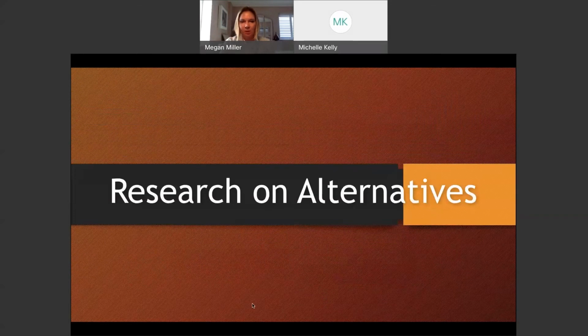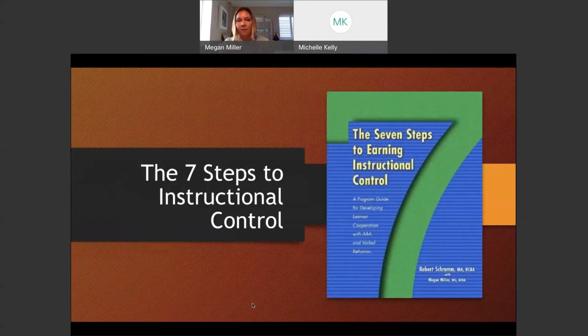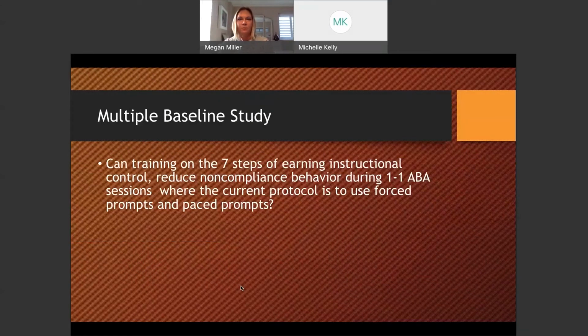So here's some of the information on the research on alternatives. There's this book that I co-authored with Robert Schramm, The 7 Steps to Earning Instructional Control, and we're working on a second edition, hopefully to be done in the next few months, to update and revise things based on what both of us have learned over the years, and to make sure we're really focusing the most on developing that trusted and connected relationship and limiting anything that could be coercive in nature. Sua, yes, the book is available online. I'll try to put it in the chat during the next video.